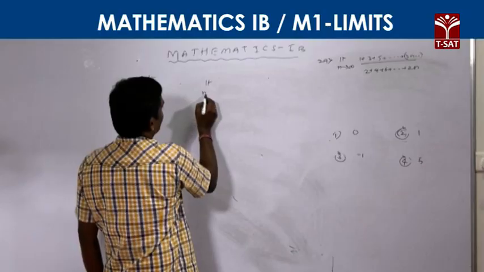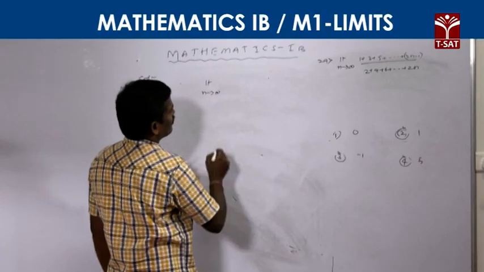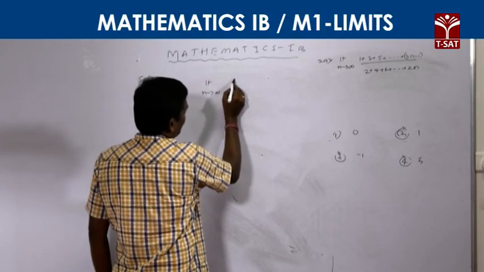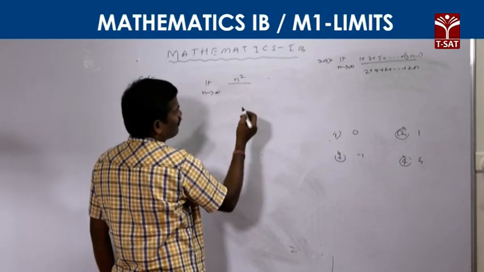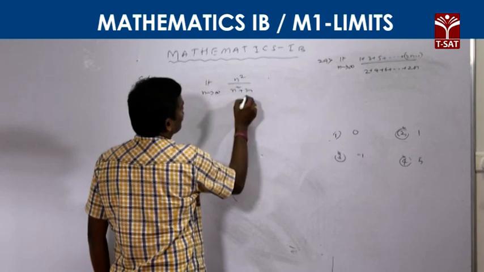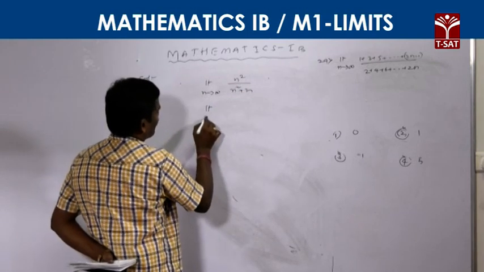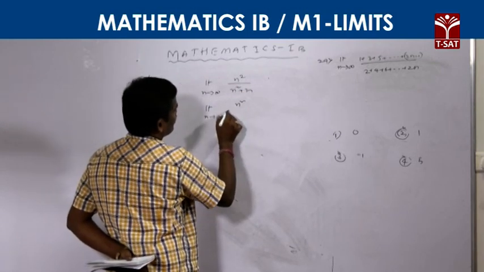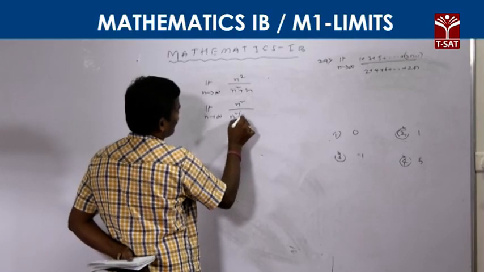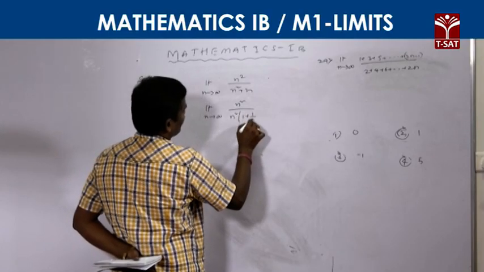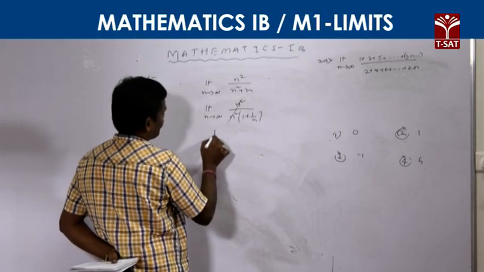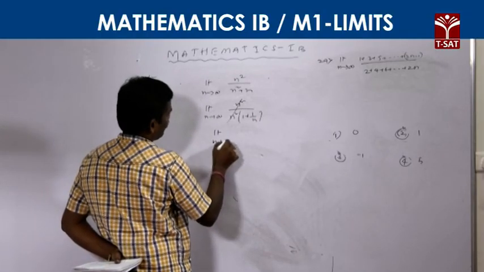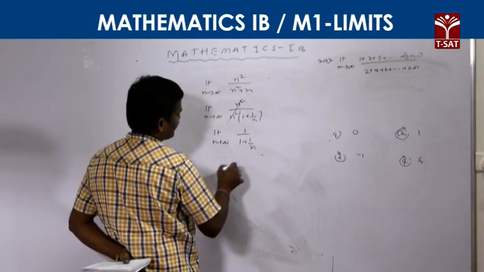We have the limit as n tends to infinity. The sum of odd natural numbers formula is n square, and the denominator, the sum of the even numbers, is n square plus n. So the limit as n tends to infinity, n square is as it is, and in the denominator n square we take common, 1 plus 1 by n. So n square cancels, and we get the limit as n tends to infinity of 1 by 1 plus 1 by n.